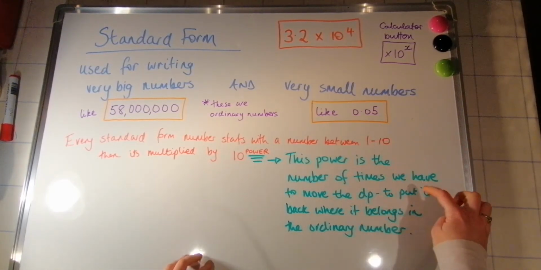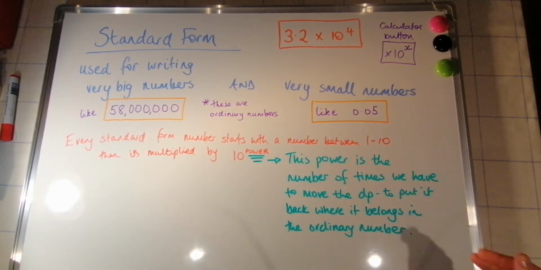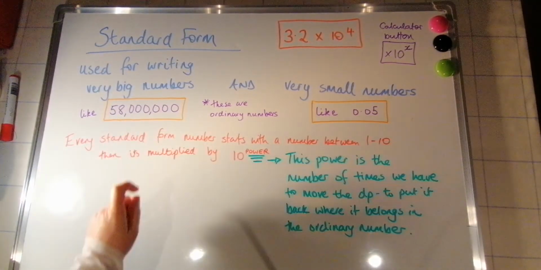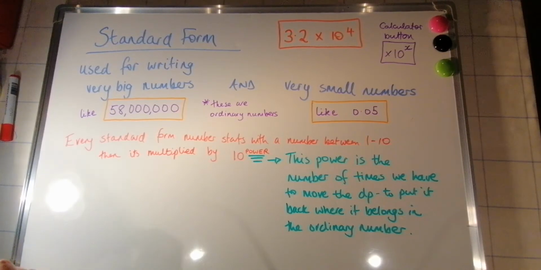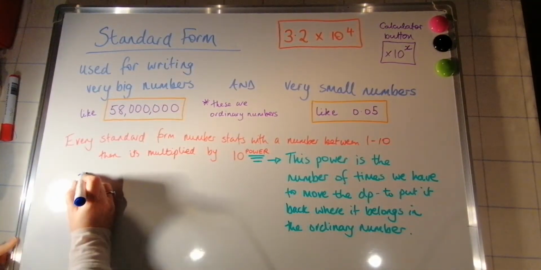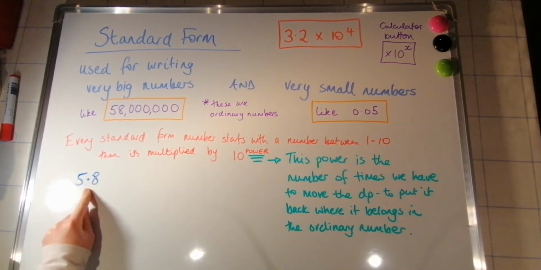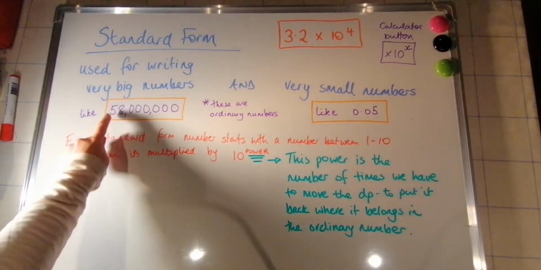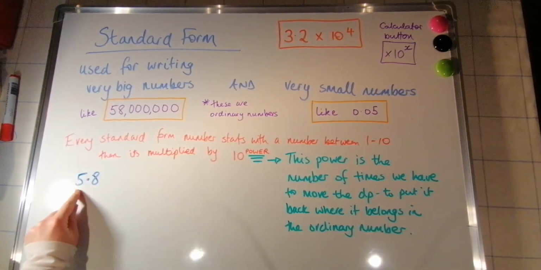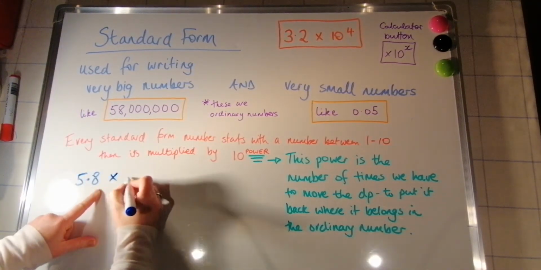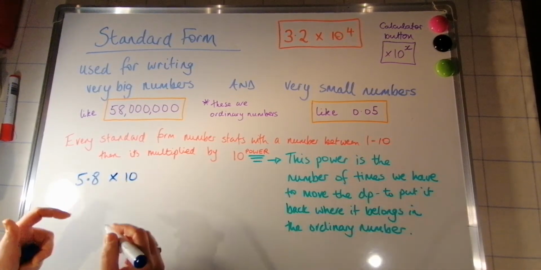And then really important, the power is the number of times we're going to move the decimal place to get it back to where it belonged in the first place in the ordinary number. If you look at the 58 million now, if I want to write that as a standard form number, 58 million, I'm going to use my 5 and my 8. And then I'm going to put in a decimal point in between the 5 and the 8 because now that is a number between 1 and 10. I'm using these digits to make a number between 1 and 10. And then I'm going to multiply that now by 10 to the power of something.